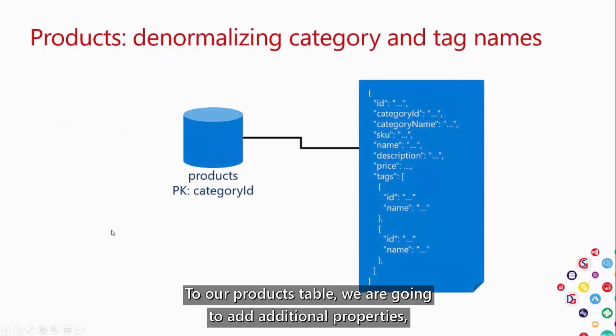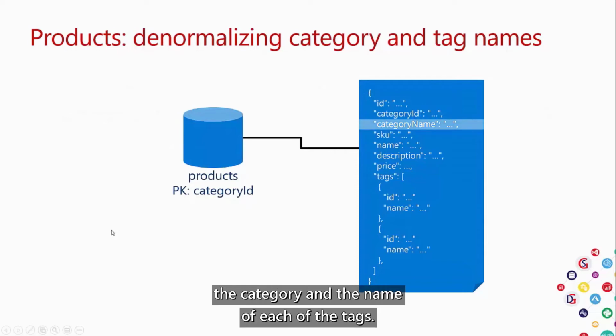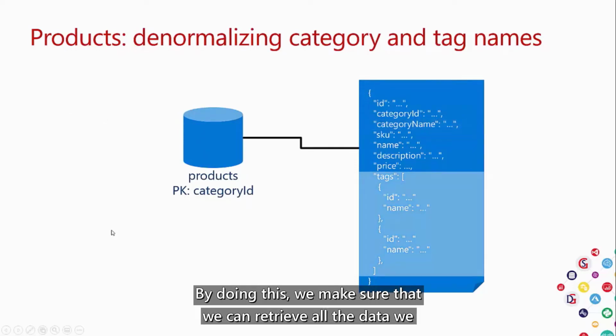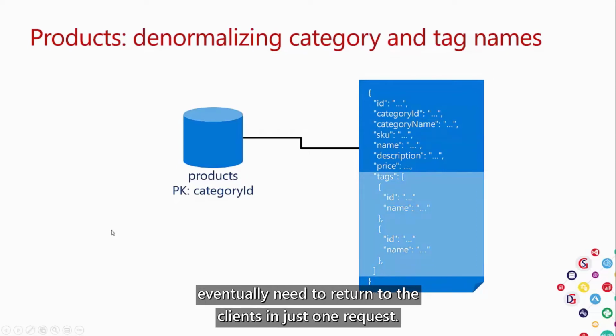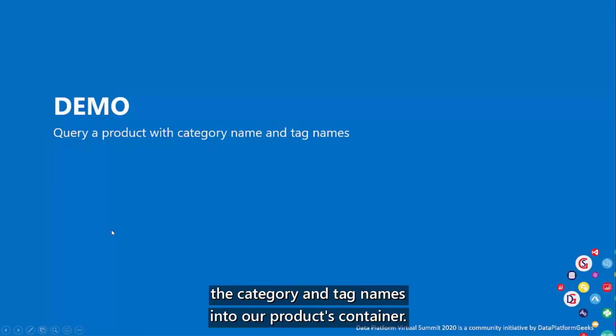So, to our products table, we are going to add additional properties, including the name of the category and the name of each of the tags. By doing this, we make sure that we can retrieve all the data we eventually need to return to the clients in just one request. Okay, so let's see what this looks like when we add the category and tag names into our products container.